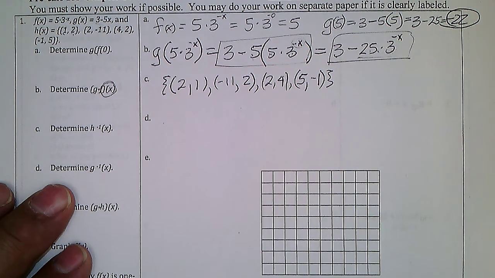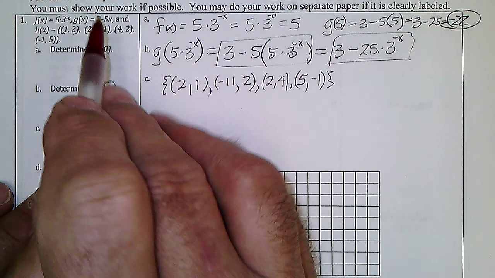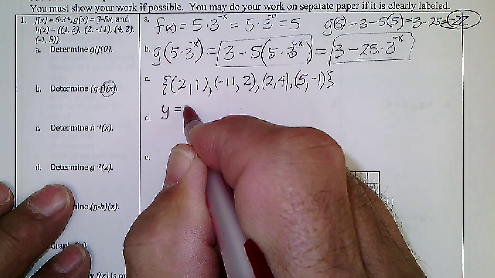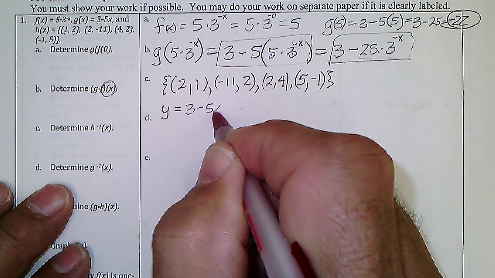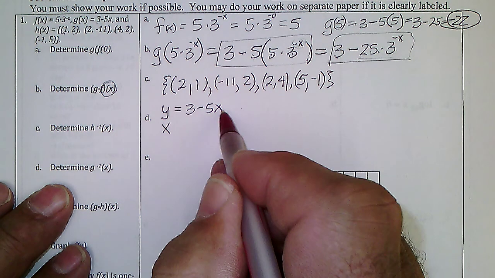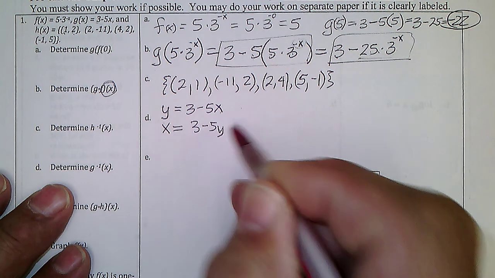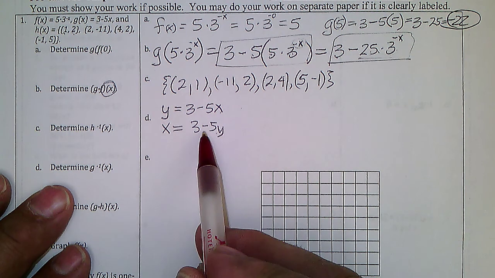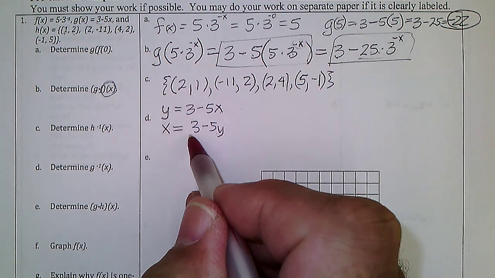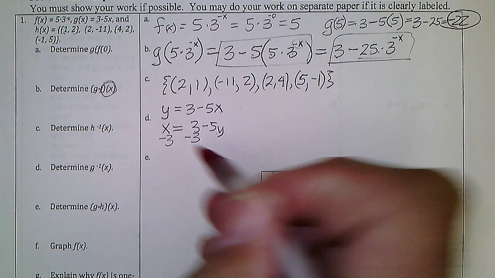D. Now we're supposed to find G inverse. So first you change the G to a Y. Y equals 3 minus 5x. Change all Y's to X's and all X's to Y's. Solve for Y. And so this is kind of added or subtracted here, so we've got to take away 3 to get the 3 off of this side. So we've got to take away 3, not divide by 3.